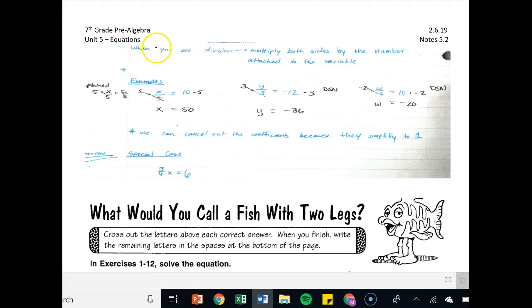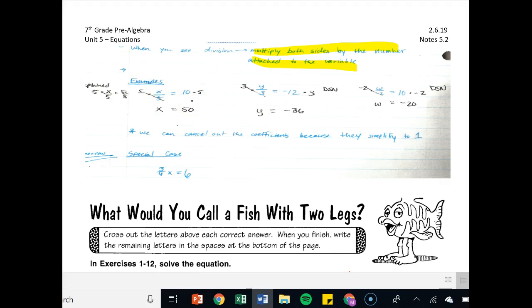So first of all, just to review yesterday, I think the most tricky one was when you see division, you're going to actually multiply both sides by the number attached to the variable, and that's the exact number attached to it. So in this one, if we've got x over 5 is equal to 10, I'm multiplying both sides by 5. X over 5 is division. That's a fraction, right? Some number divided by 5 gives me 10. So I multiply both sides by 5 and I get 50.